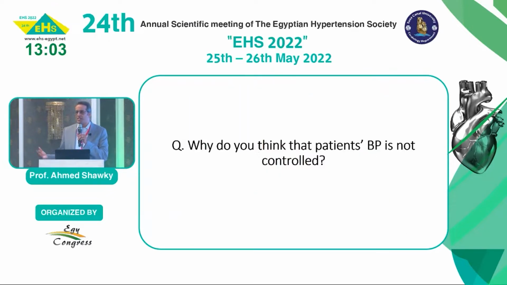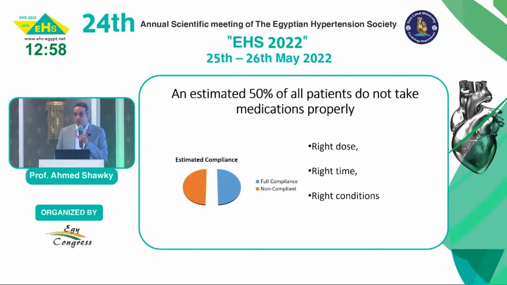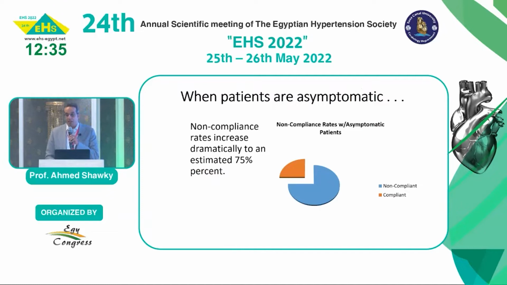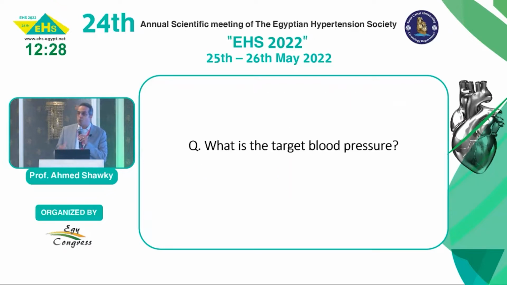So why is this? This is the first question that comes to mind. Why are we not controlling the blood pressure? One, blood pressure increase is an asymptomatic disease, and in an asymptomatic disease, patients usually do not take the right medication at the right time. They say, okay, I feel well, let's skip a dose. This is very common in asymptomatic disease. Thus compliance goes down, and compliance is even worse in asymptomatic diseases as compared to symptomatic diseases.